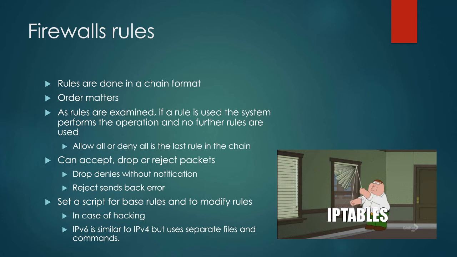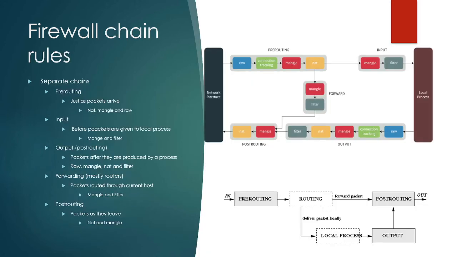You can actually do a script for base rules and modifying rules. So in the case of, for example, you're worried about somebody attacking your server, you could set up a script to deal with that. And that's going to be one of the things that you're going to start planning out for the lab. IPv6 is going to be similar to IPv4, but it does use separate files and separate commands. It's worth taking some time to familiarize yourself with what each of these are going to look like.